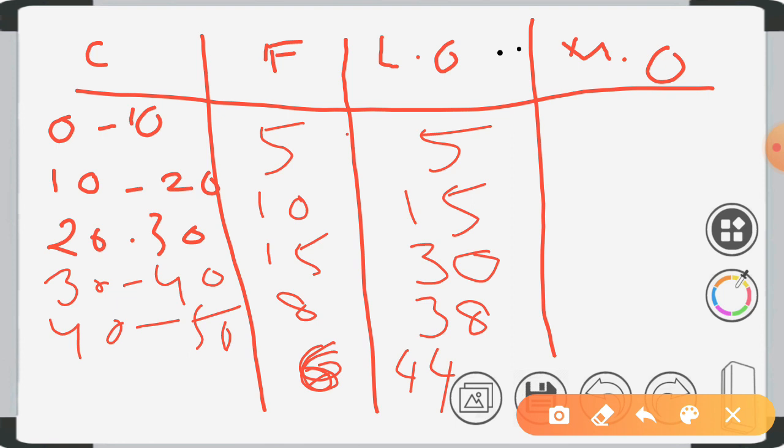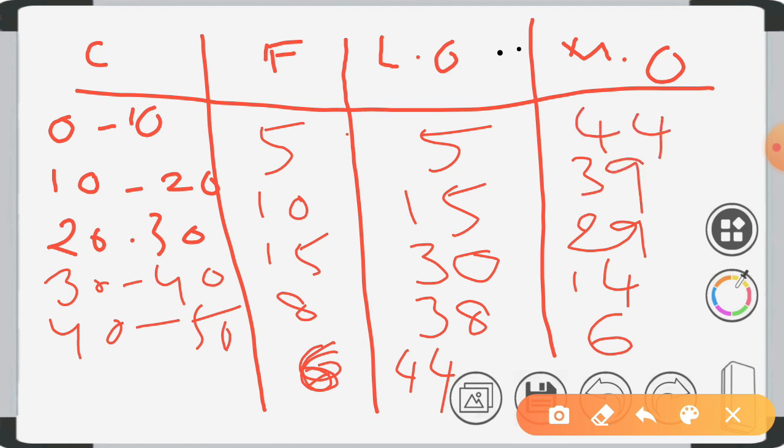More than ogive means completely the reverse, so we start with the 6. 6 plus 8 is 14, 14 plus 15 is 29, 29 plus 10 is 39, and 39 plus 5 is 44. We add the values from bottom to top. So these are the cumulative frequency values of the less than ogive and the cumulative frequency values of the more than ogive. Just note down these details.